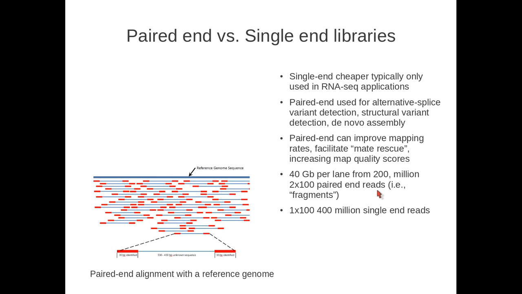So one final thing here. Here I'm telling you about how much sequence we get. This is the terminology 2 by 100. A 2 by 100 is when you have paired end. So 2 means that there's two read ends that we're sequencing. 100 means the length of each read end by itself.